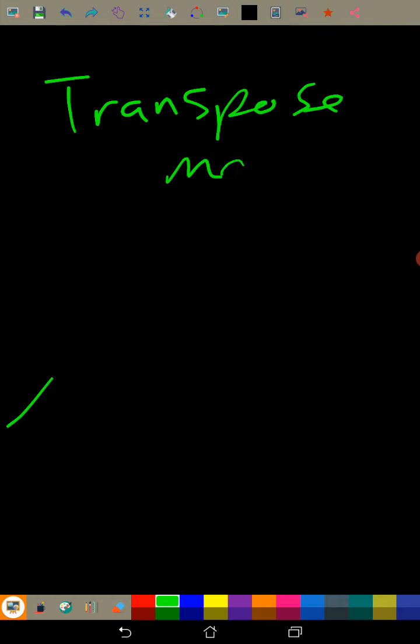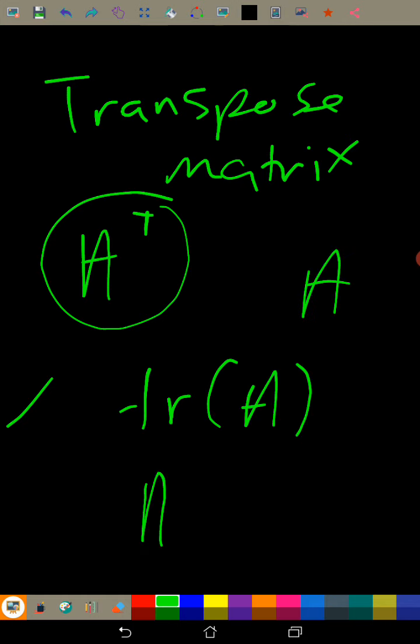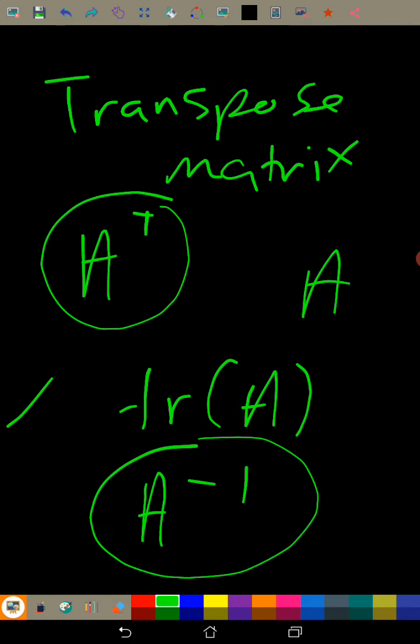After that we did the transpose matrix. We also did the coefficient matrix and the trace. The transpose matrix is denoted like this, and then the trace is denoted like this. And then we just touched on inverse, we didn't do anything about it. So that's what we did so far.